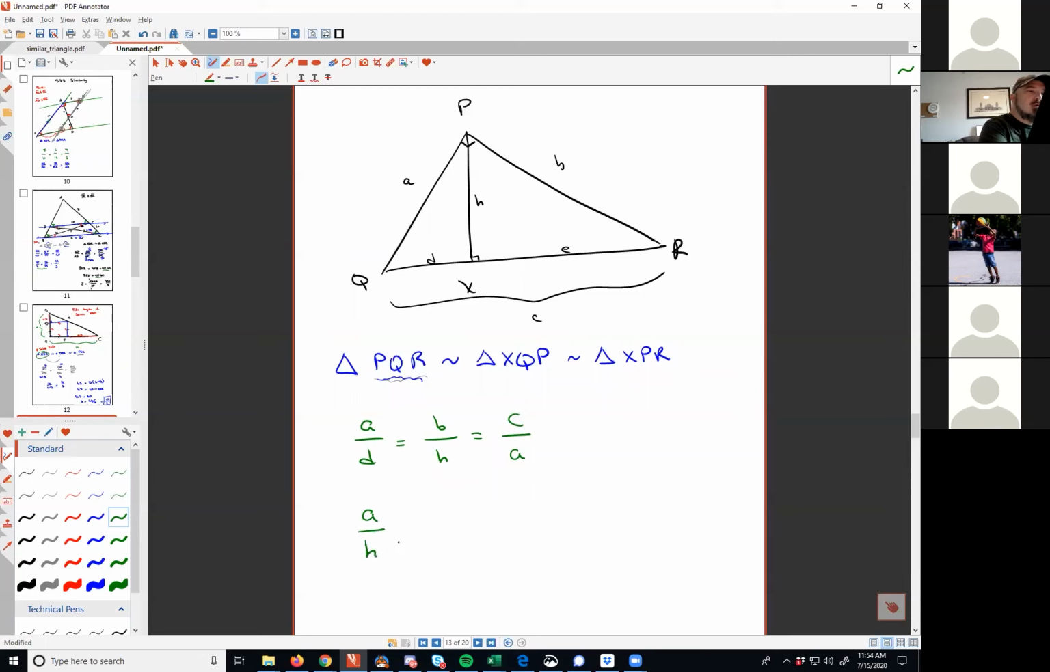But line QR is actually C, not D. I'm sorry, what are you asking me to look at? You said it's from the first two triangles. I get that PQ is A, but you wrote A over D, and D is rather PR, not QR. D is QX. Oh, sorry, my bad.